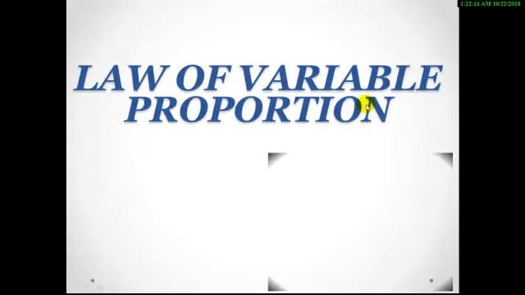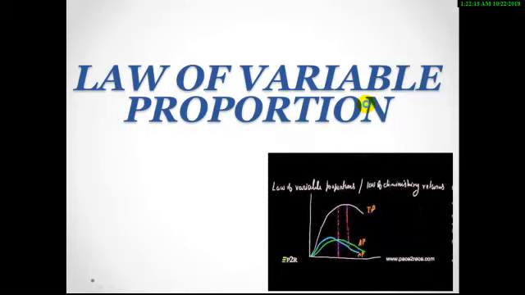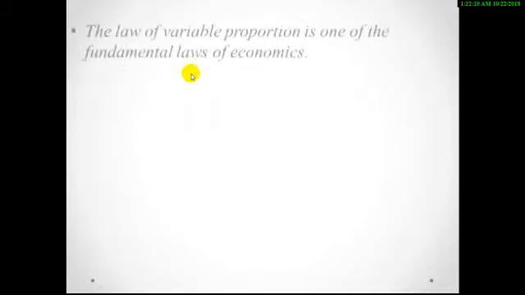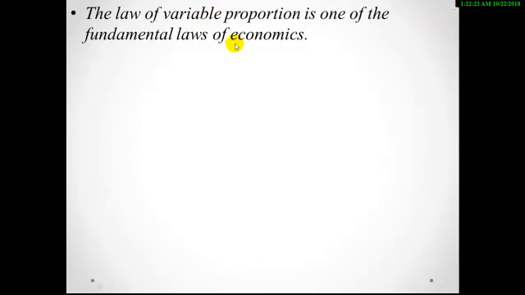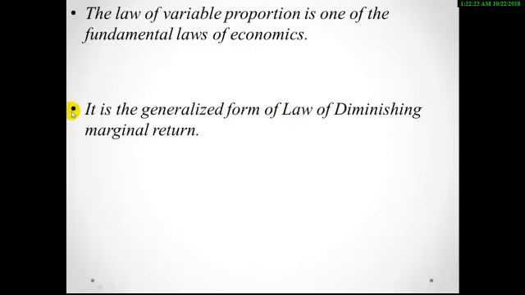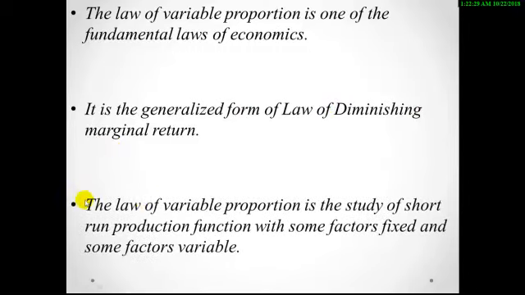Law of variable proportion. The law of variable proportion is one of the fundamental laws of economics. It is the generalized form of the law of diminishing marginal return. The law of variable proportion is the study of short-run production function with some factors fixed and some factors variable.